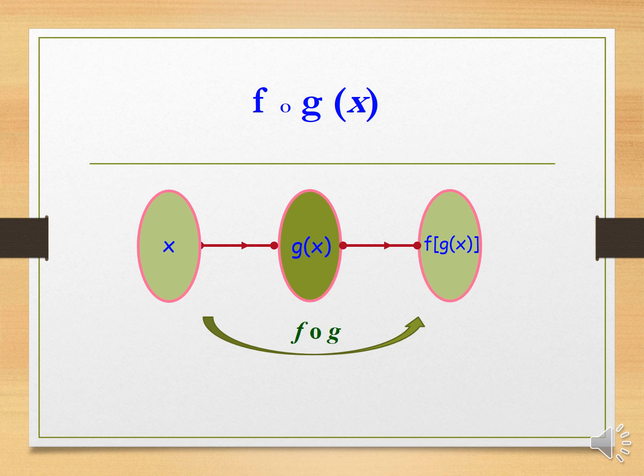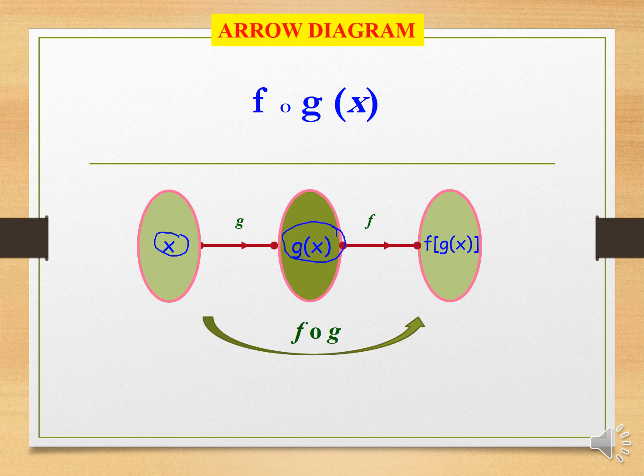If we are representing (f ∘ g)(x) by using an arrow diagram, x is the domain for function g. Therefore, g(x) is the range for function g. If we have another function f, with g(x) as the domain of function f, the range is f(g(x)), which is f composite g.